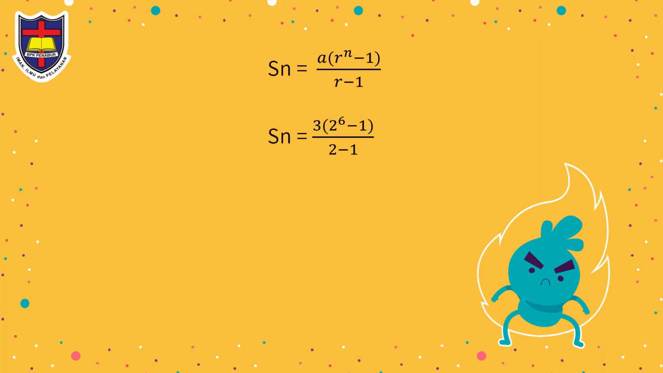So we have 3 times 2 to the power of 6 minus 1 over 2 minus 1. So Sn equals 3, 2 to the power of 6 equals 64. So 64 minus 1 over 2 minus 1. 2 minus 1 equals 1. So we have 3 times 64 minus 1 equals 63. So 3 times 63. So we have 189.